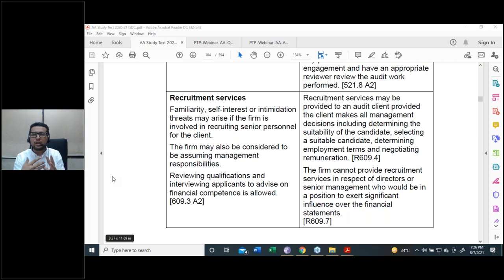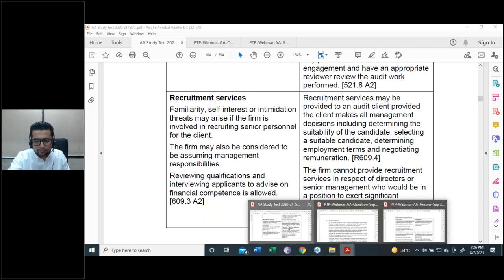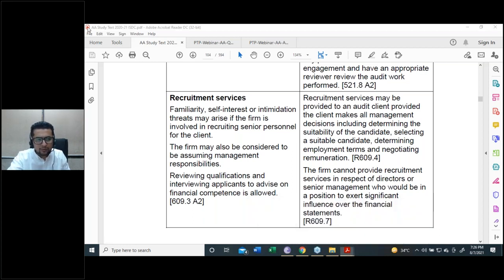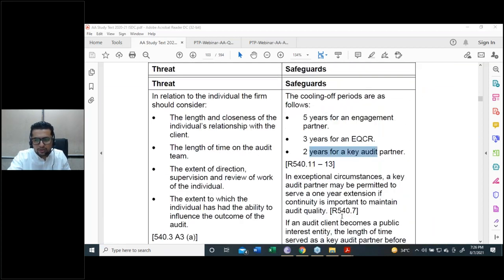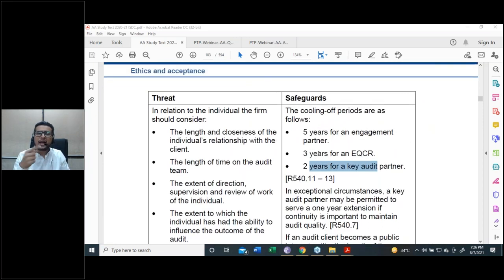So there are different cooling off periods. Let's say it was 5 years for the engagement partner. So let's say I was the engagement partner of your company for 5 years, then the familiarity threat was created. Or let's say I was the engagement partner of your company for 7 years, and there was no familiarity threat, but I had to be removed because there is a limit of 7 years. Now what? Can I come back? Yes, I can come back, but after at least 5 years, and that 5 years is called the cooling off period. Is this clear now?